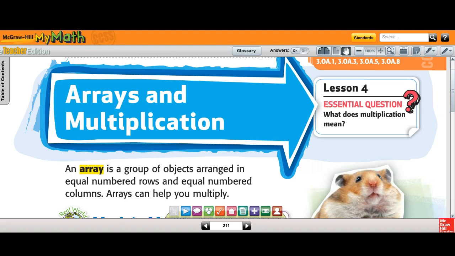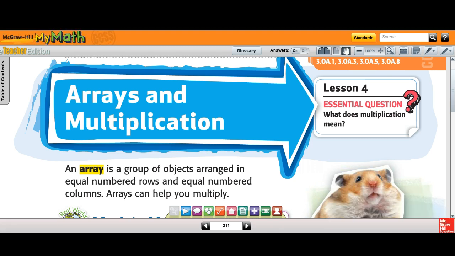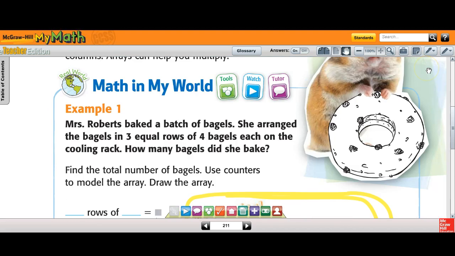All right, this is chapter 4, lesson 4. We're talking about arrays and multiplication, which is a little review because we did talk about arrays yesterday. Again, an array is a group of objects arranged in an equal number of rows and an equal number of columns. Just so you know, rows are horizontal, columns are vertical. Arrays can help you solve a multiplication problem. So let's look at the example that they give you.